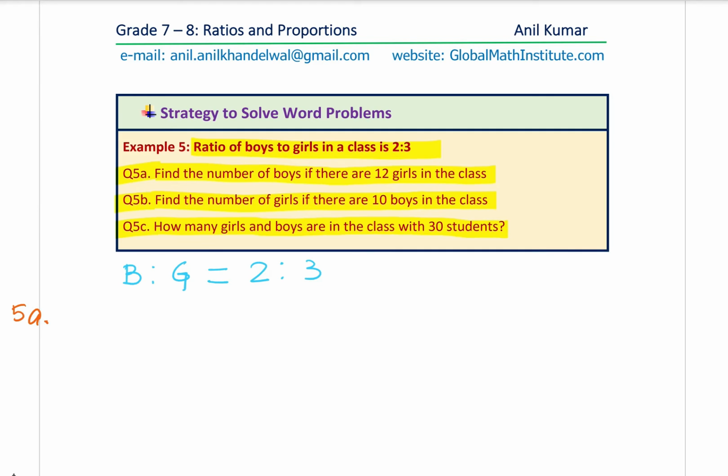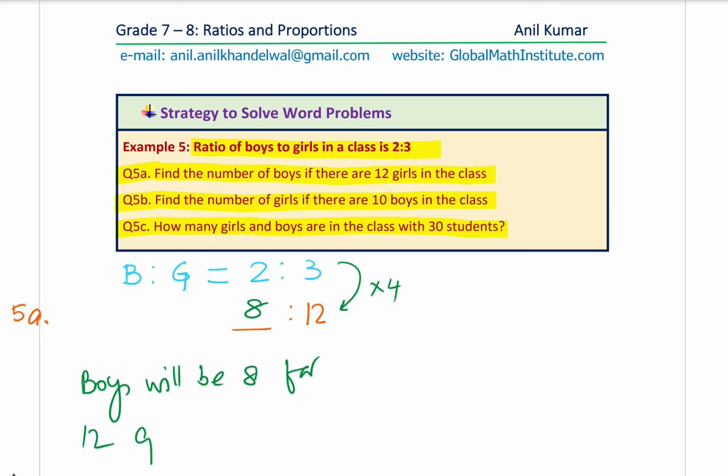5a is find the number of boys if there are 12 girls. So we know the number of girls is 12 and we need to find the number of boys. That is the question. Now clearly we have to see the scale factor. So when you go from 3 to 12, we know it is times 4. So when you do 4 times 2, we get 8, and therefore we have 8 boys for 12 girls, correct? So that is how you have to do it.